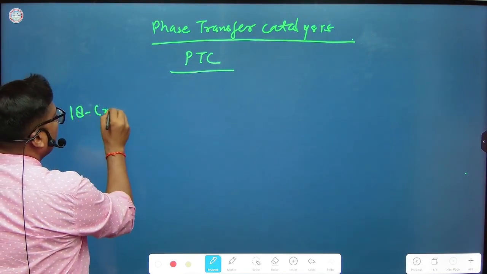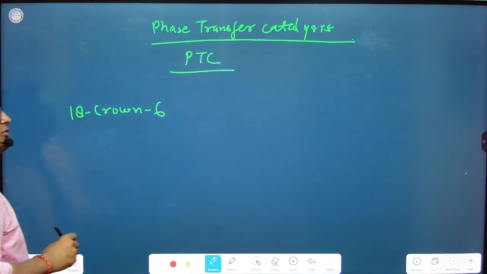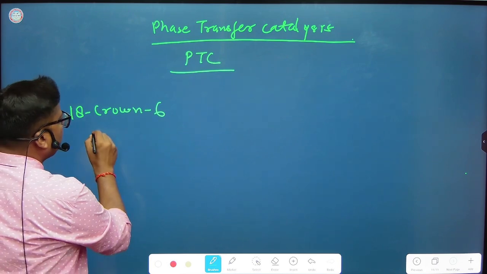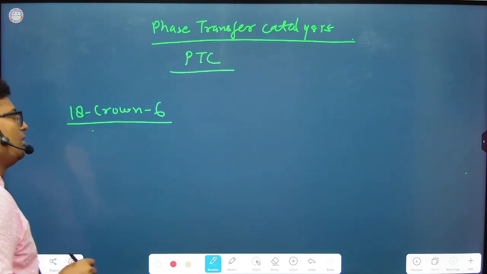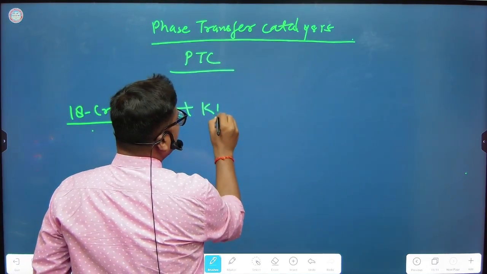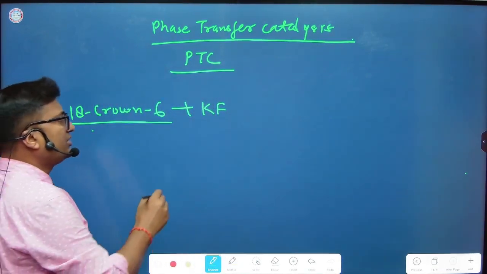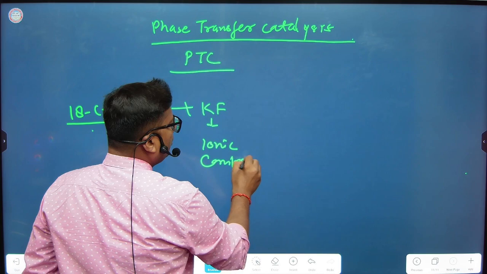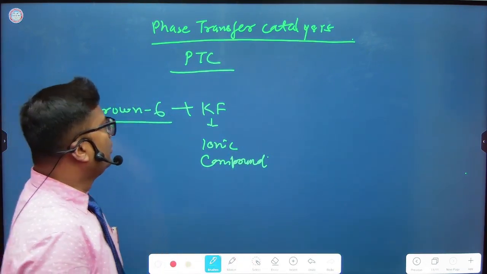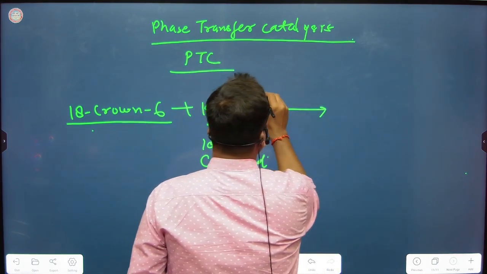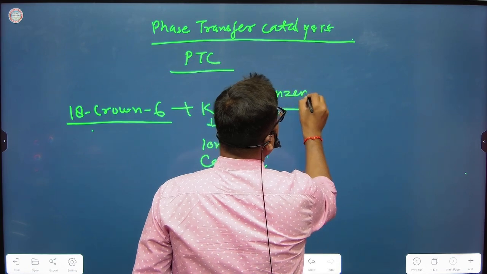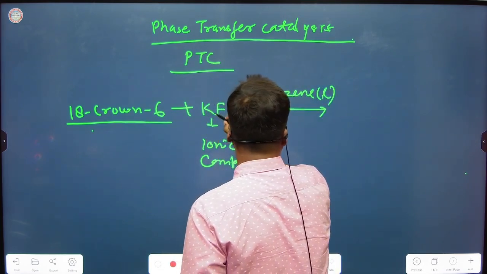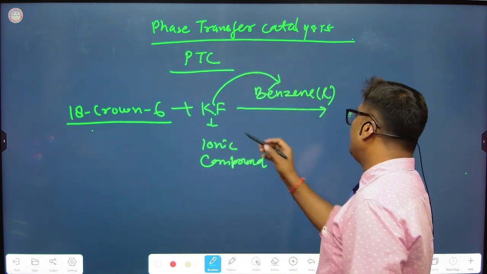So here the most exciting example is 18-crown-6. This is a macrocyclic ligand, that is, a crown ether. Now take potassium fluoride, which is an ionic compound, in the presence of benzene. Suppose this is your liquid benzene.